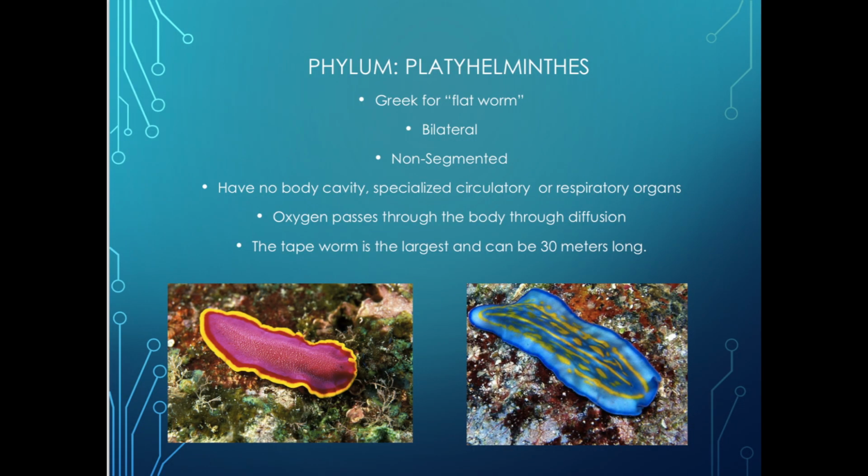So what do you think is a platyhelminthine? So these guys are your flatworms. This is kind of a really weird phylum, and there's not very many common things that go into this phylum. So platyhelminthe is or flatworm. They have bilateral symmetry. They are not segmented, so that's the difference between them and annelids, the phylum we learned about. They do not have segmented bodies. They do not have a body cavity. They do not have a specialized circulatory or respiratory organ. They're very, very simple animals. The oxygen passes through their body through diffusion.